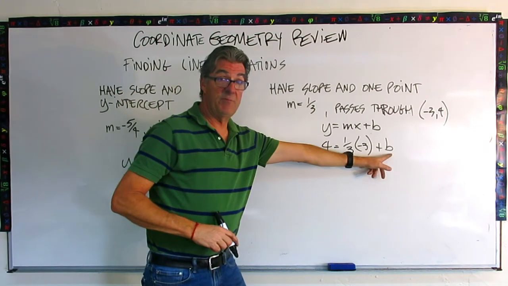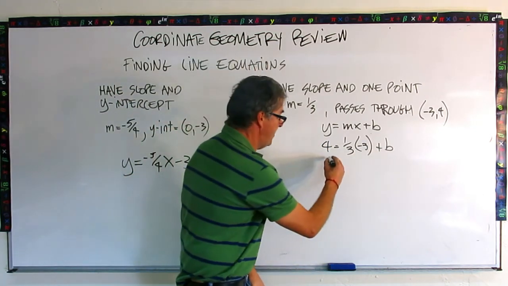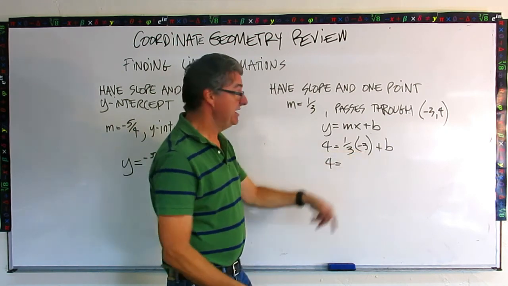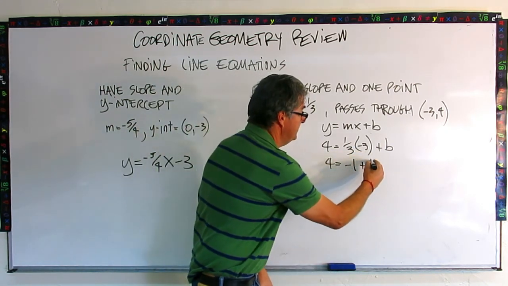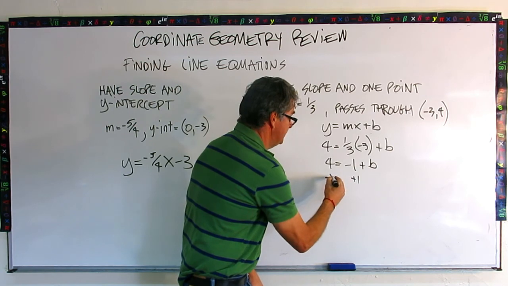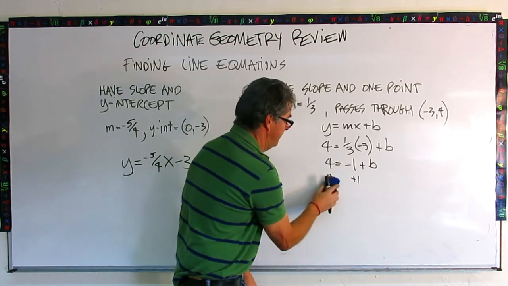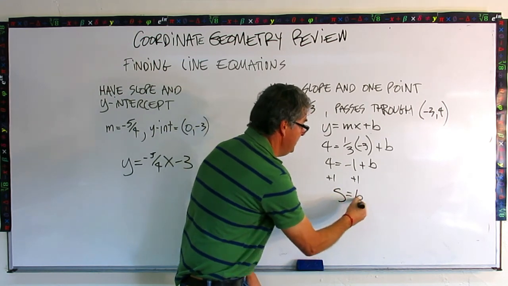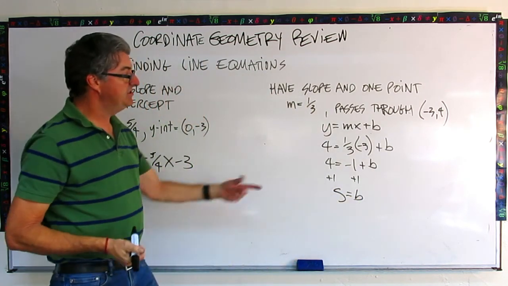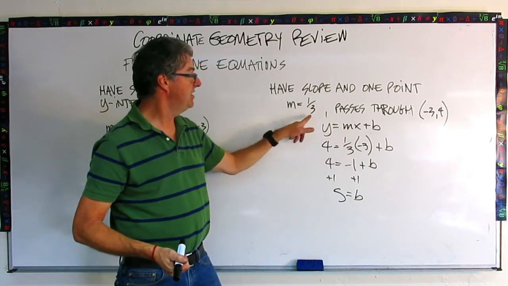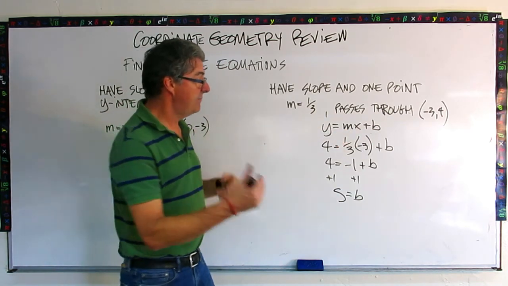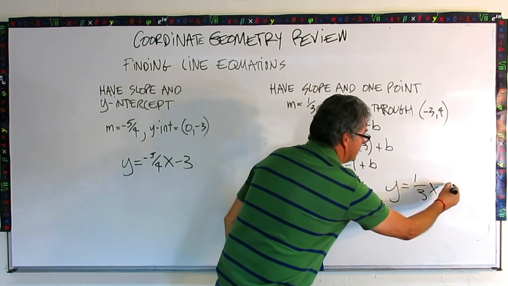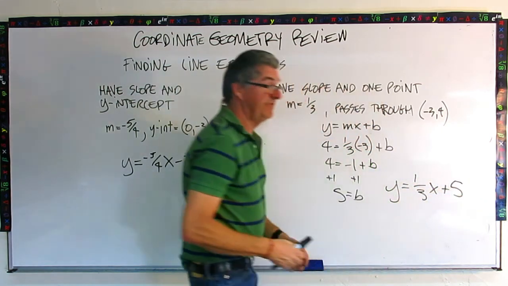The only variable left is my b, so let's simplify on down. 1/3 times -3 is -1 plus b. Add 1 to both sides. Plus 1 there, so we get 5 equals b. So now I know what my b term is here. I have my slope from what was given to us. So now my line equation is going to be y equals 1/3 x plus 5.